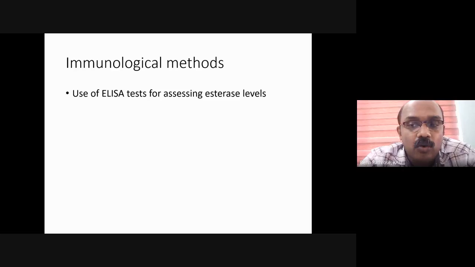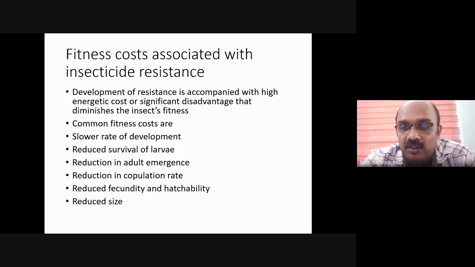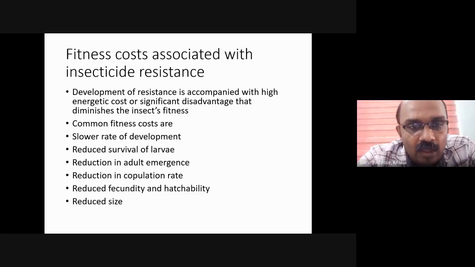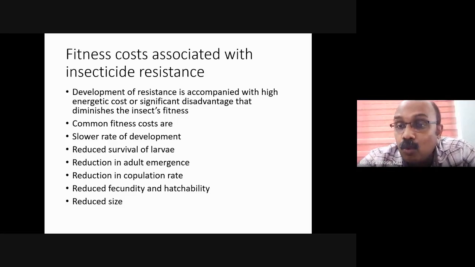So now we are coming to the end of the various detection methods of insecticide resistance. Now let's move on to the next part. Any doubt in this part, detection?